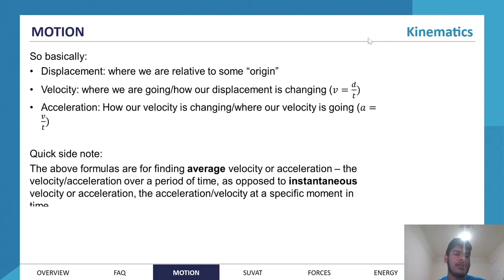So as a quick side note, the above formulas are finding average velocity or average acceleration. The velocity or acceleration over a period of time. So average velocity and average acceleration mean the average between two points. So for example, the 60 to 100 case, right?